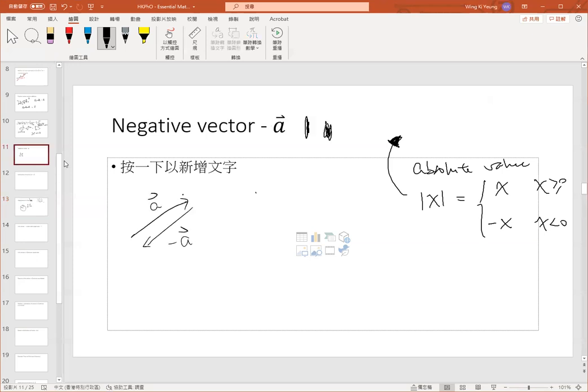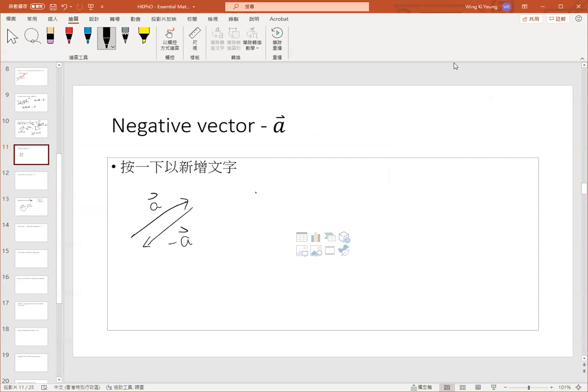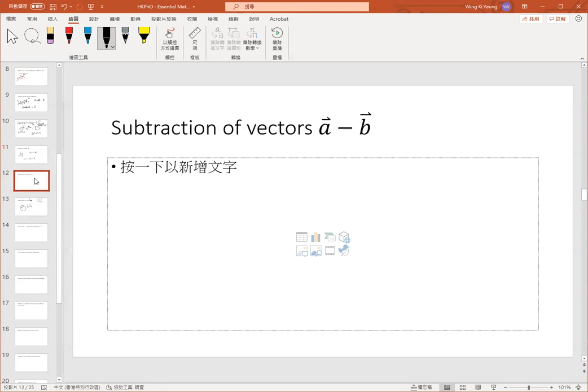For the negative vectors, they have equal magnitude actually, because they have the same length, but they are pointing in the opposite direction. And you can also see that vector A plus negative vector A equals zero, because the starting point meets the end point when doing the addition.